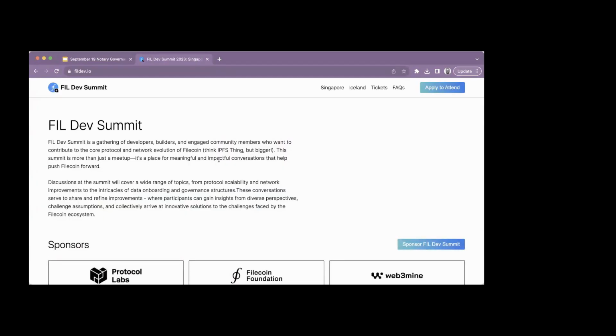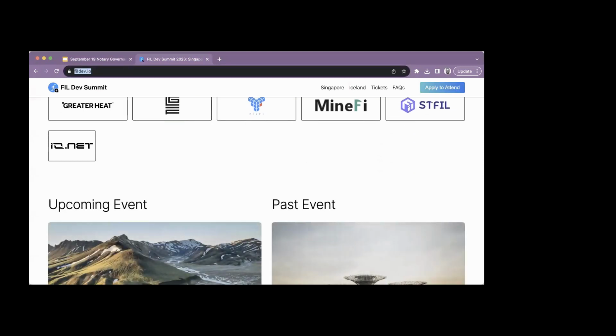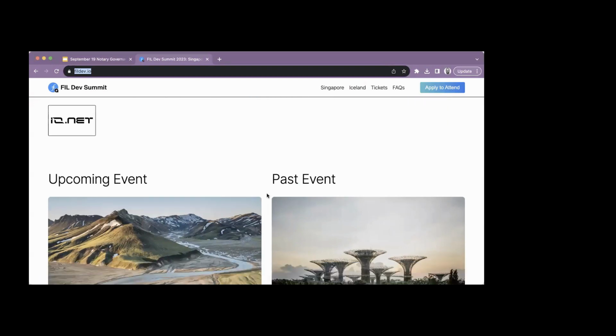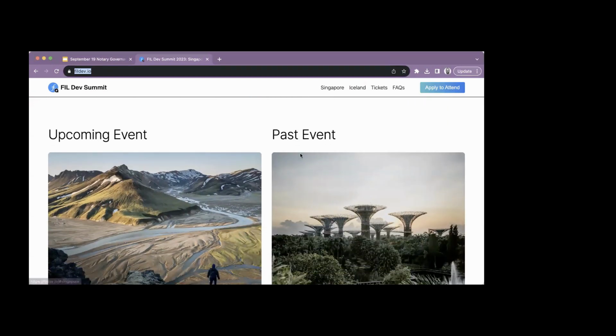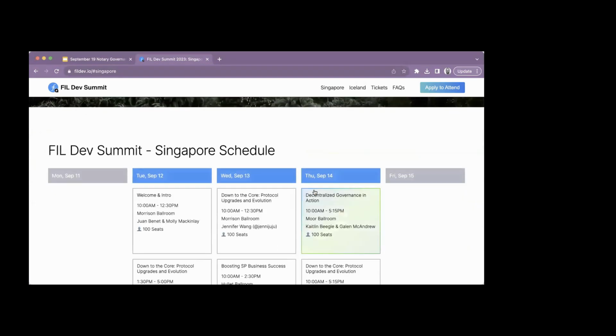If you were going, and we'll do a quick hands-on later, if you come to this site, phildev.io, I'll post this here in chat for everyone as well. This will give you a list of all the talks that happened in the past, as well as those upcoming. In the last session, the Phil Dev Summit took place in Singapore.